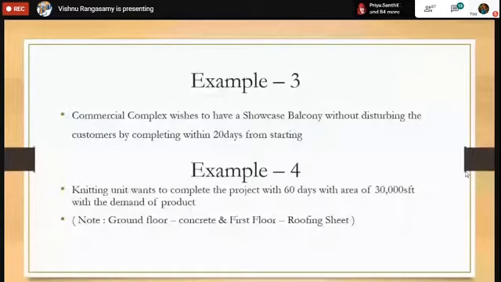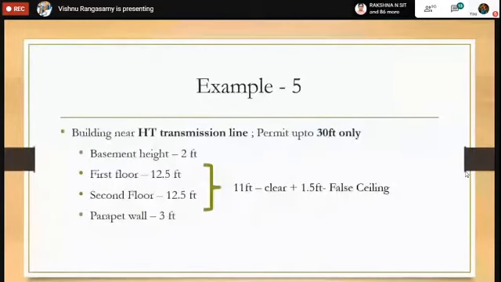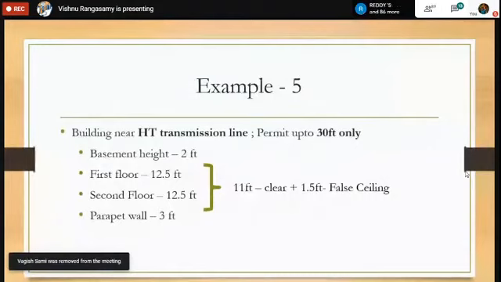So note that in this project, the ground floor is concrete and the first floor is roofing sheet. So next, this is a simple project: a building near an HT transmission line. It is a current transmitting unit. So the government permits only 30 feet building near the transmission lines.